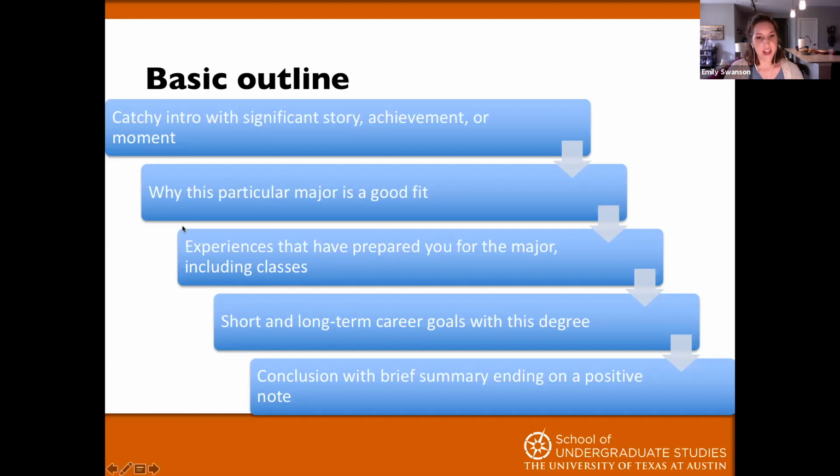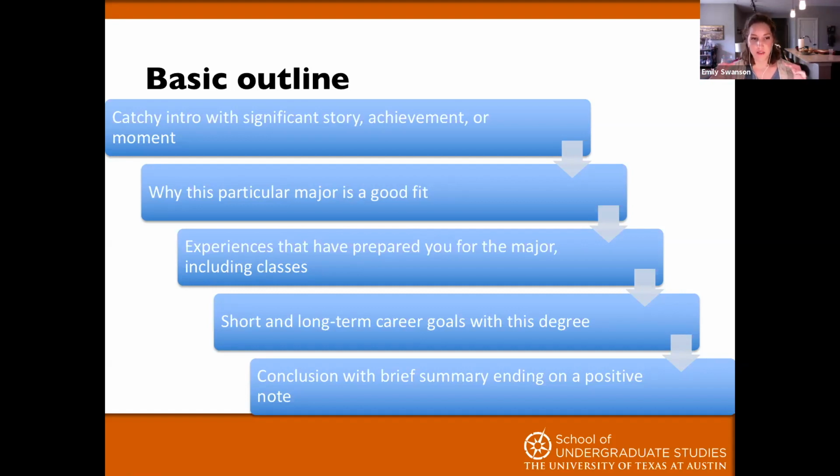So for this next piece here, you're going to talk a little bit about your experiences, right? How do you really showcase that you're a good fit? Again, by that experience. And you're going to talk about things that prepared you for the major, if you have classes, hobbies, etc. We'll go more in depth with this as well.